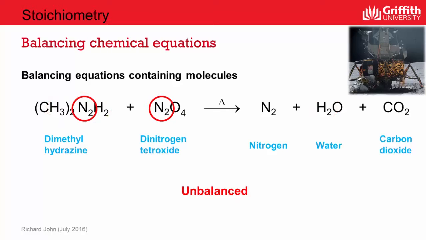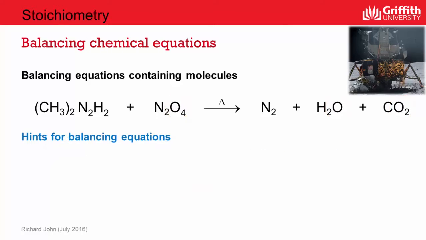I've got a total of 4 nitrogen atoms on the left hand side and only 2 nitrogen atoms on the right hand side, and 4 oxygen atoms on the left hand side, and a total of 3 oxygen atoms on the right hand side. So this equation is clearly unbalanced at this point in time.